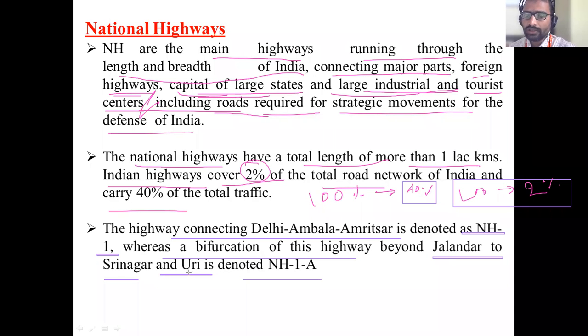Where does Uri come? In between Srinagar and Pakistan. Okay, Uri is a place. So that road is called National Highway 1A. There are different national highways: National Highway 1, 2, 3, 4. Just remember Delhi to Amritsar is National Highway 1. The bifurcation beyond Jalandhar to Srinagar and Uri is National Highway 1A.